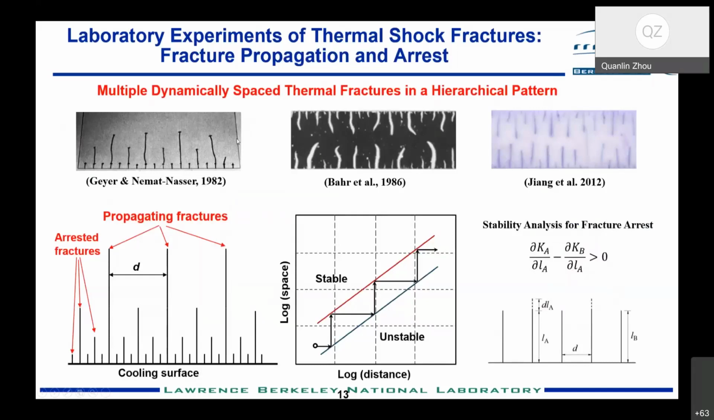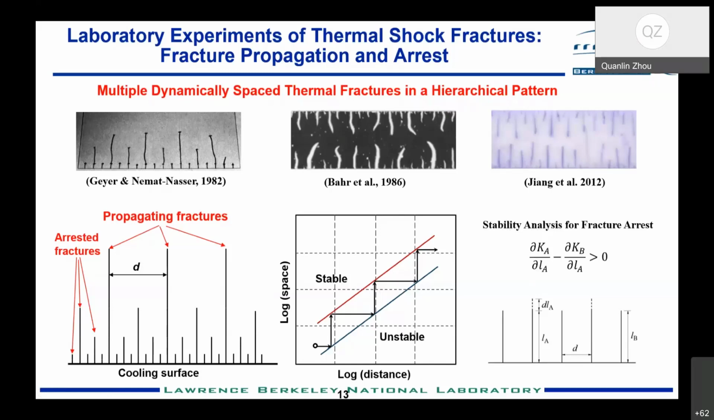So we learned a lot from their studies. For example, one thing is we can know the fracture pattern with the propagating fractures and the arrested fractures. The other one is stability analysis for fracture arrest. We use the same stability analysis in our theoretical studies.